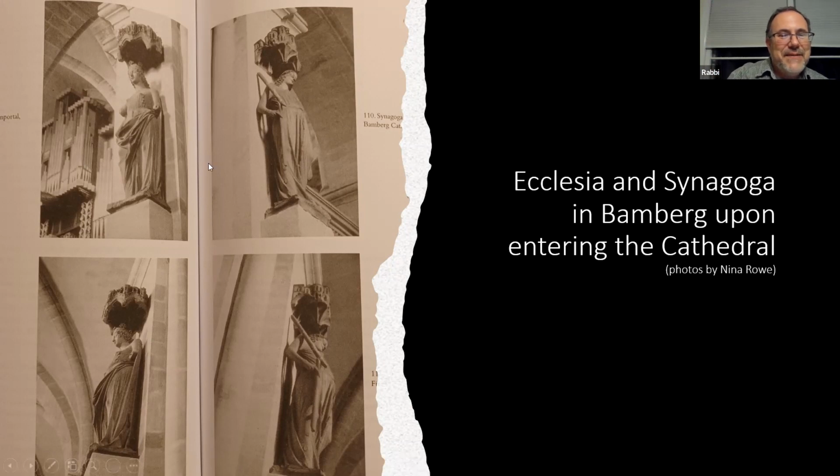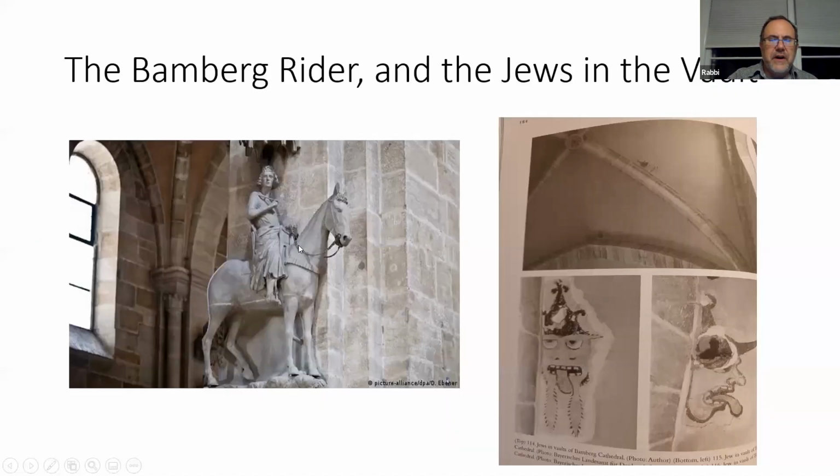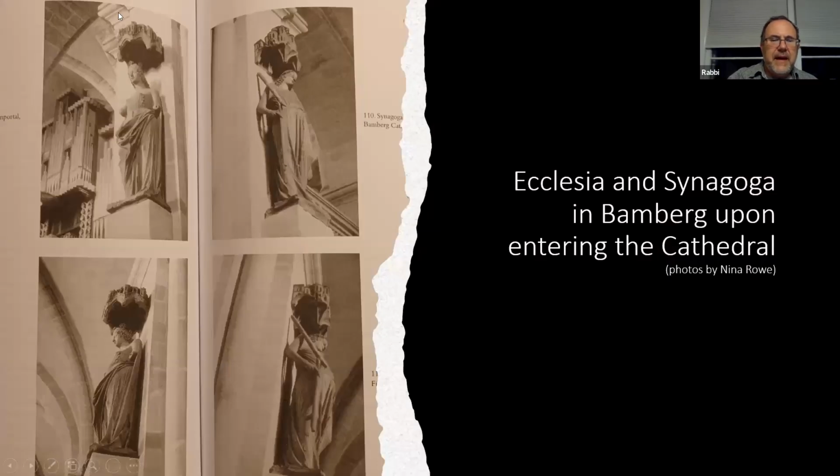But here, look at these photos that she took. So this is Ecclesia and Synagoga. Now, this is not on the outside, because if I back up here, this is the entrance. Very often, these are no longer the original sculptures in Europe. The originals have been taken off and put in a museum, and those are copies on the outside. So this is where Ecclesia was, and this is where Synagoga was. But the originals are in the museum there.